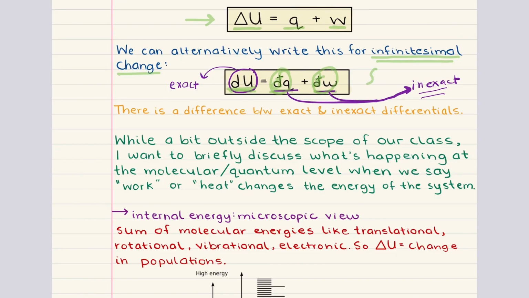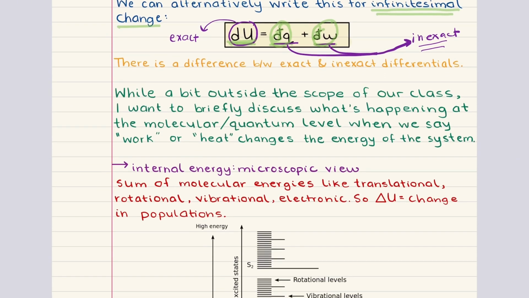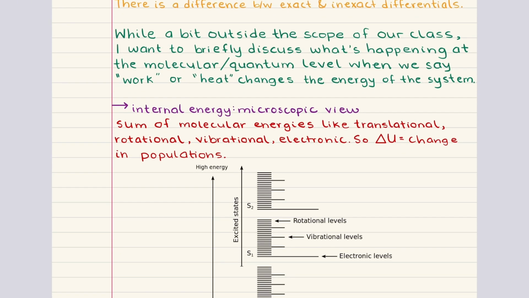So the exact differential belongs to state functions like internal energy, enthalpy, or pressure, while inexact differentials are reserved for path functions like heat and work. And this distinction is important, and we're going to keep coming back to it. In addition, I do want to take just a small moment to offer a microscopic perspective on what's really happening when we say heat or work changes the energy of a system.